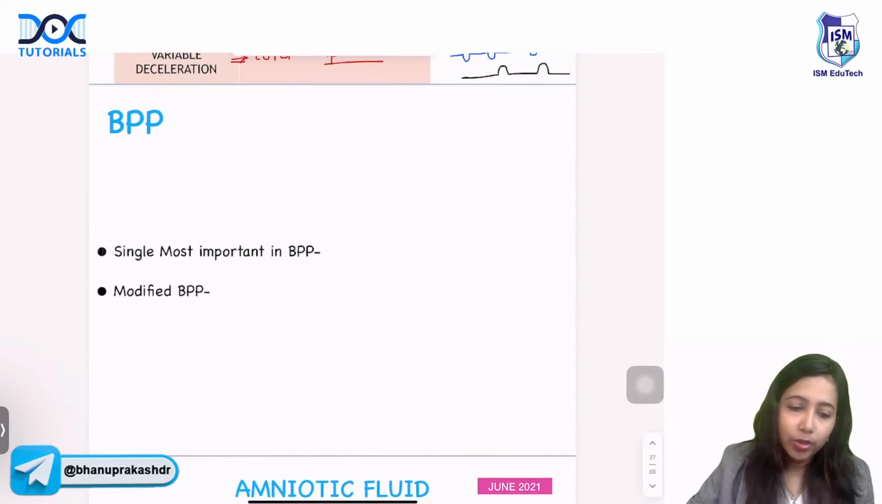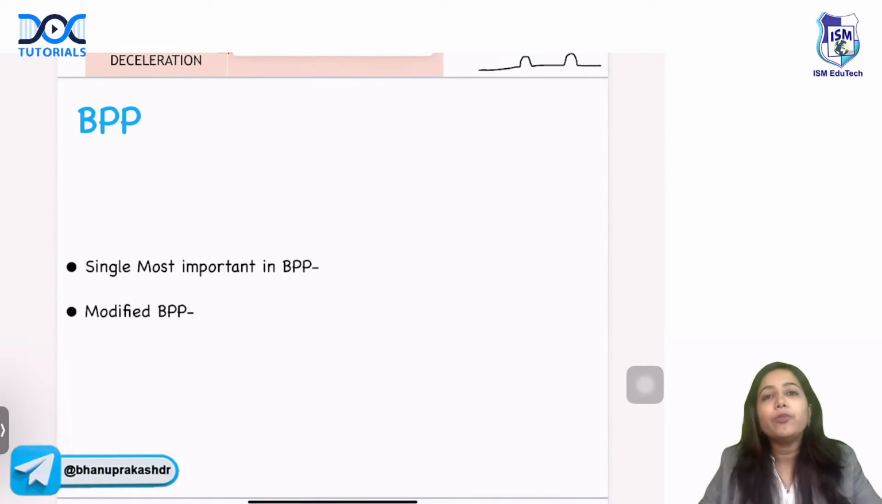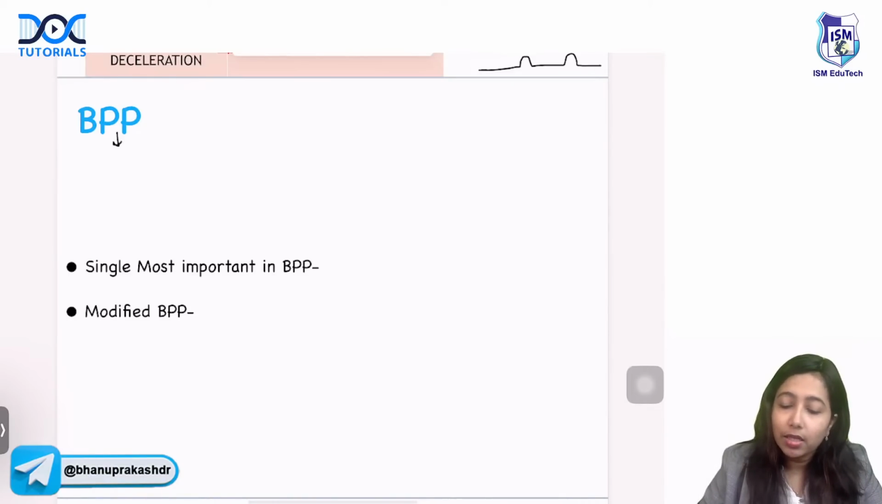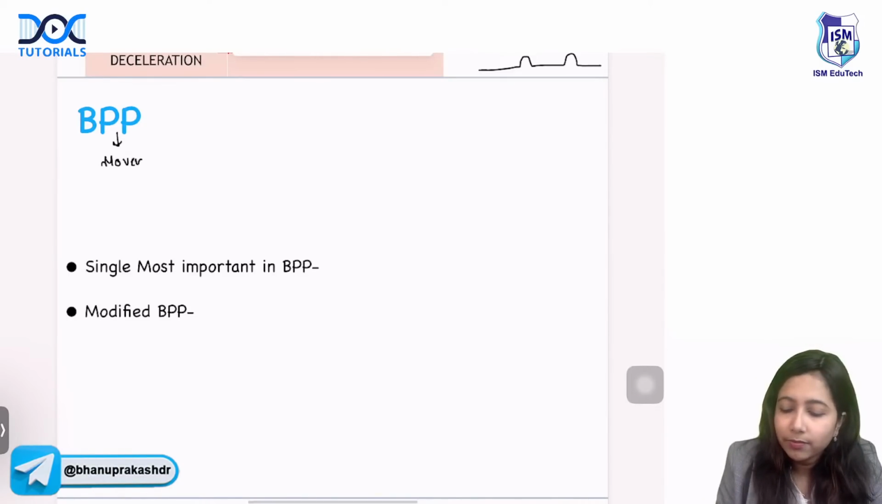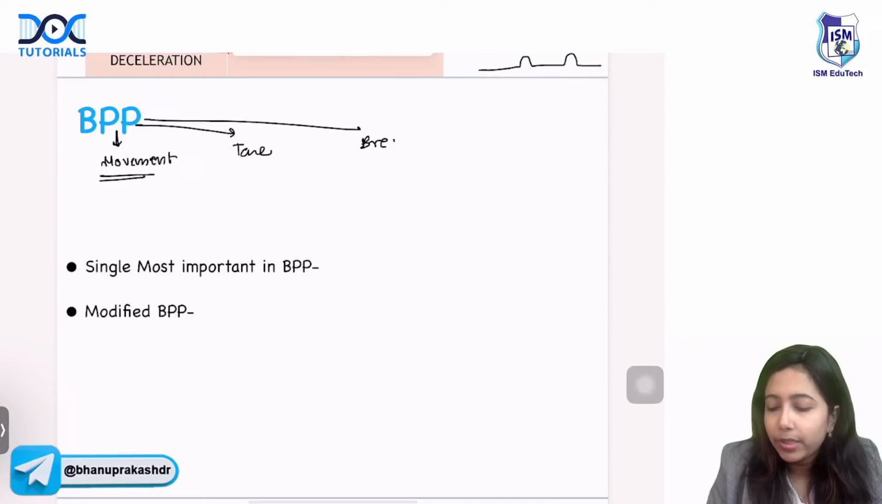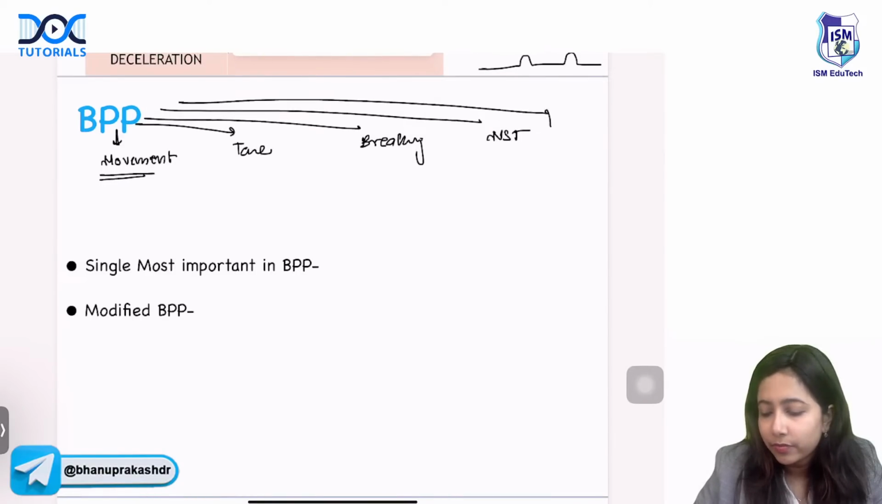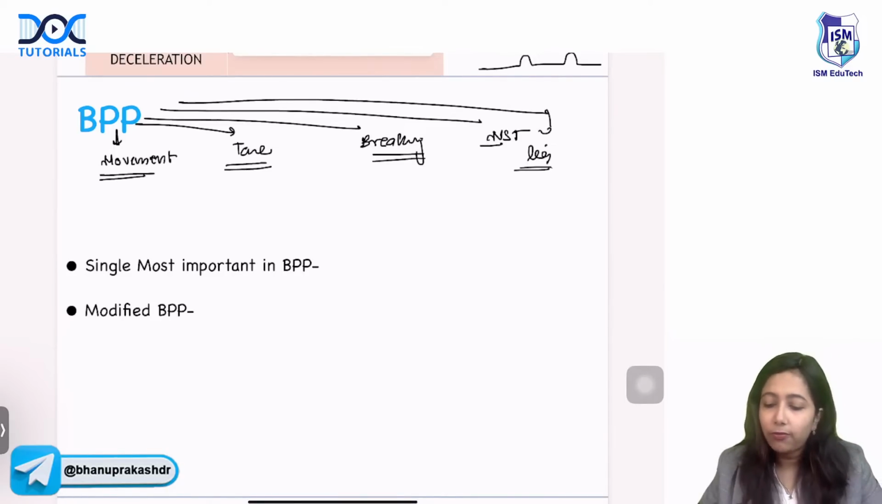All right. So moving on. Next is biophysical profile. In the biophysical profile, we basically look at five things. The five things looked at include the movements of the baby, tone, breathing, non-stress test, and amniotic fluid. These are the five things that you check for in a biophysical profile.